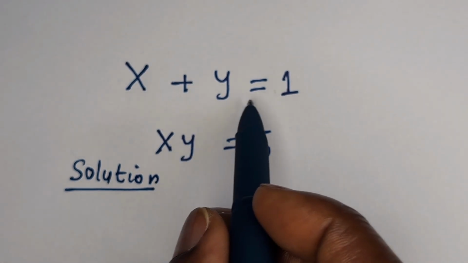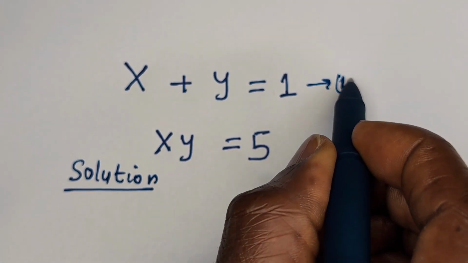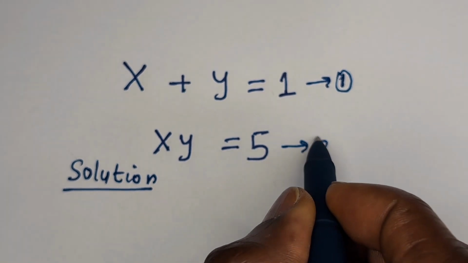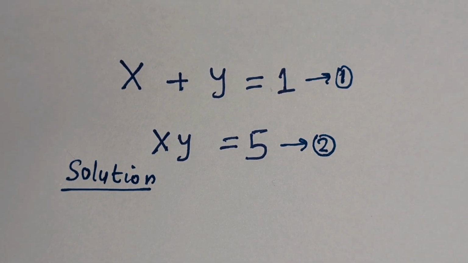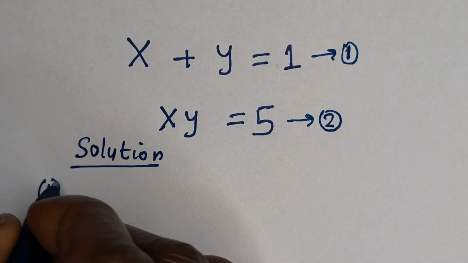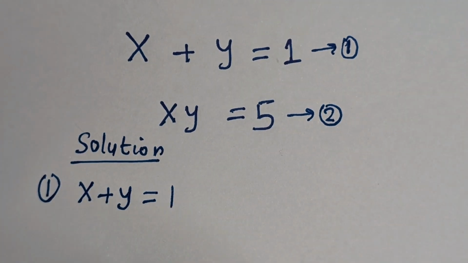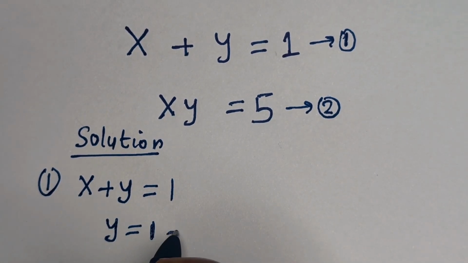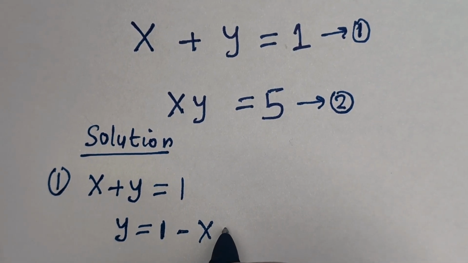Solution. s plus y is equal to 1. Let us call this equation 1. sy is equal to 5. Let us call this equation 2. Then from equation 1, s plus y is equal to 1, y is equal to 1 minus s. Let us call this equation 3.